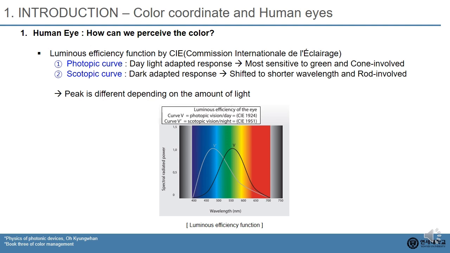The luminous efficiency function by CIE shows the sensitivity of the human eye to different wavelengths of light. The photopic curve represents the daylight adapted response, most sensitive to green, involving cones. The scotopic curve represents the dark adapted response shifted to shorter wavelengths, involving rods.